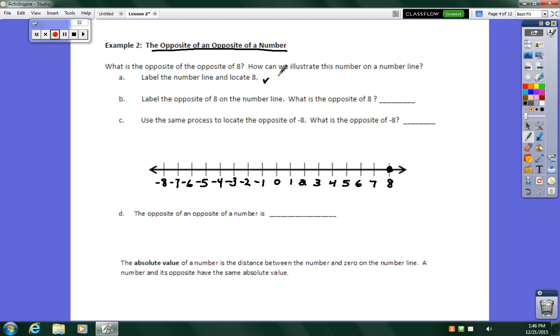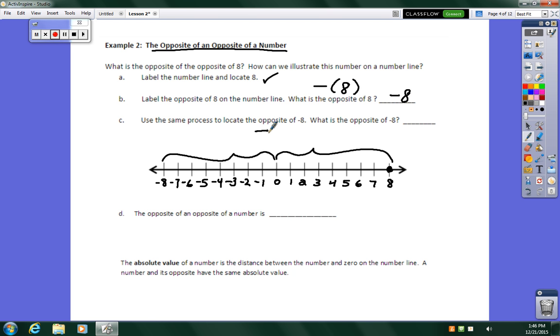Okay, so A asks us to label the number line and locate 8. Check. Label the opposite of 8 on the number line. What is the opposite of 8? So 8 is 8 units away from 0. So now we're going to go 8 units in the other direction, and the opposite of that is going to be negative 8.